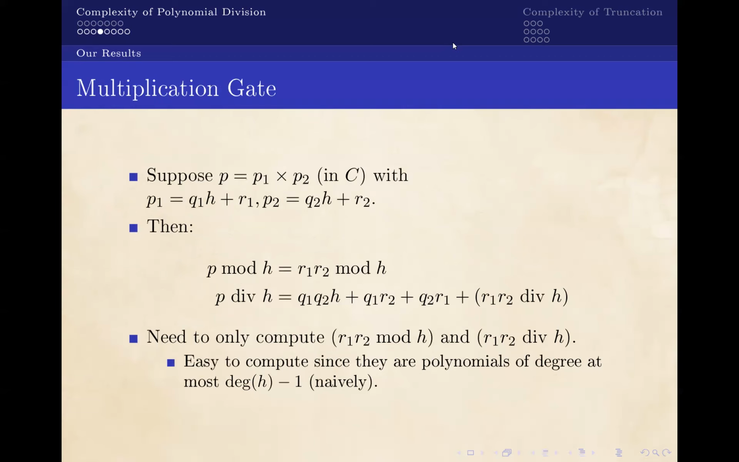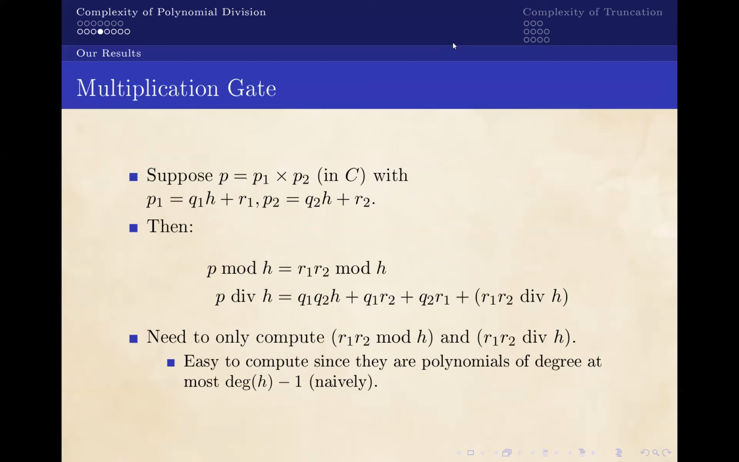So if I have a multiplication gate, then I can almost do the same thing, but in this case, P mod H is R1 R2 mod H, and then P div H, the quotient, is this quantity which I have written here, right? The first three terms in this P div H are quite easy to compute because I have already computed these Qi's and Ri's. So the only difficult term is the last term in the quotient, and for the remainder I need to compute this R1 R2 mod H, right? These are the only remaining things which are left to complete the induction hypothesis.